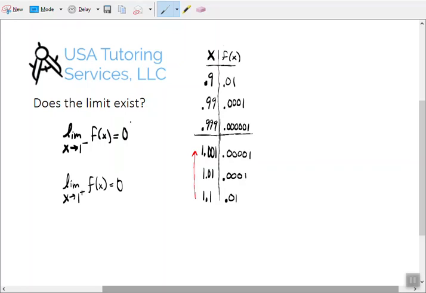So, does the limit exist? Well, I got the same answer. And remember, our definition to tell whether or not the limit exists is that the limit from the left has to equal the limit from the right. So yes, this limit exists. Now, we can say even more than that. Not only does it exist, but the limit as x goes to 1 of the function is equal to 0. All right?